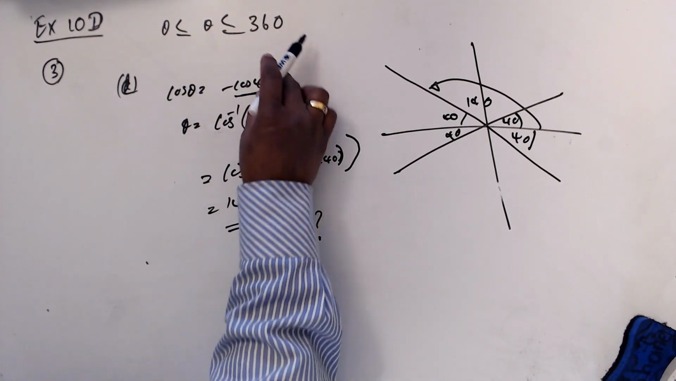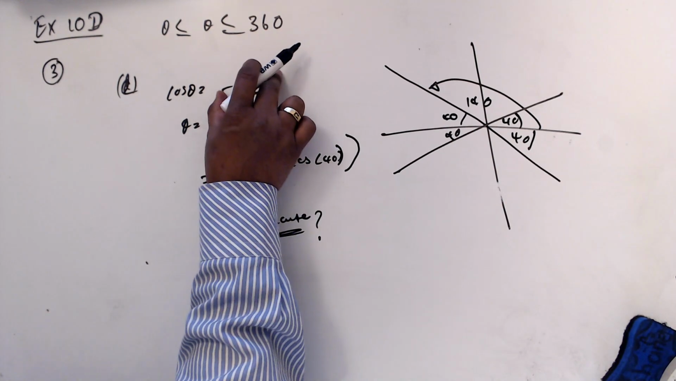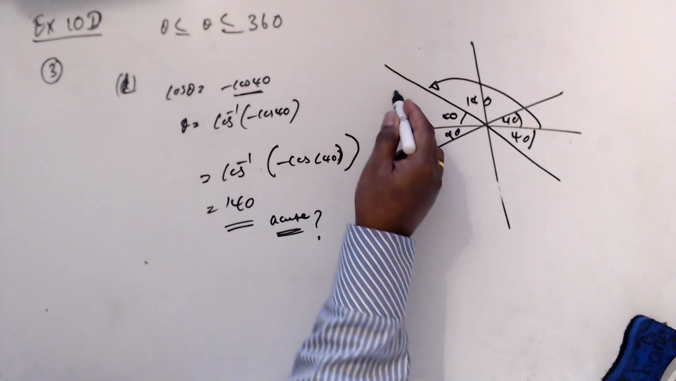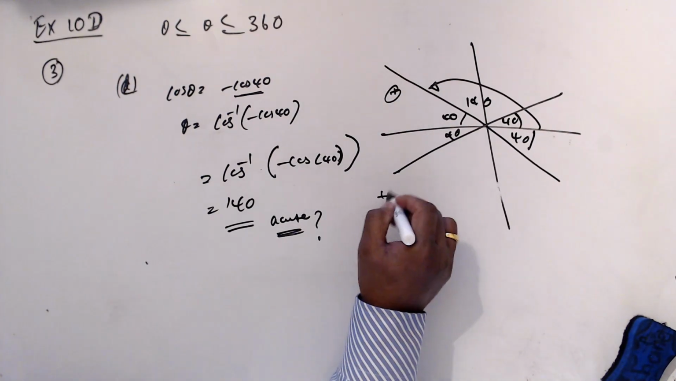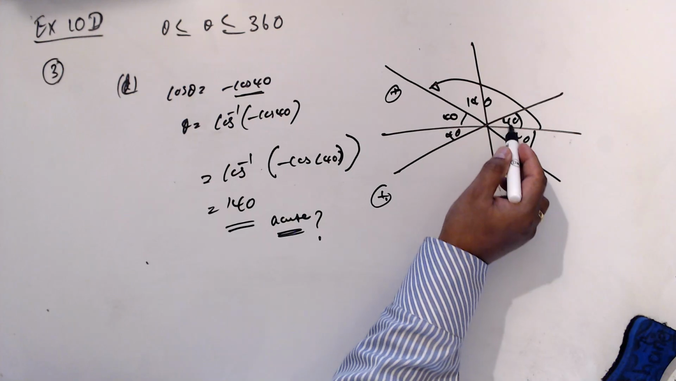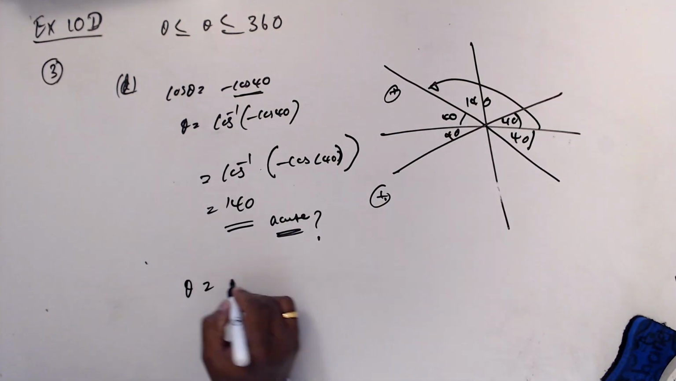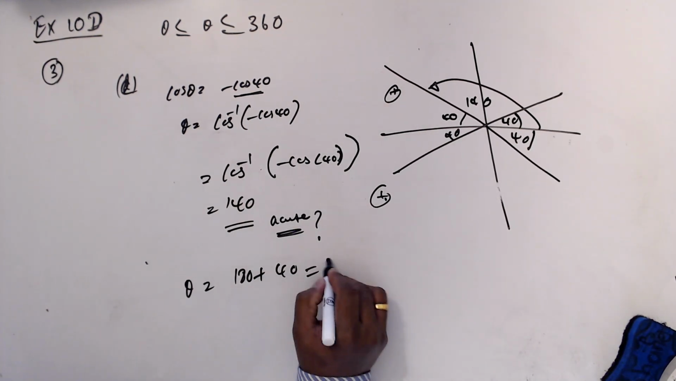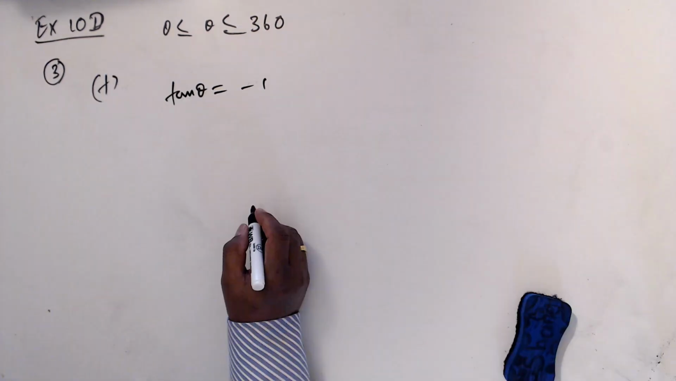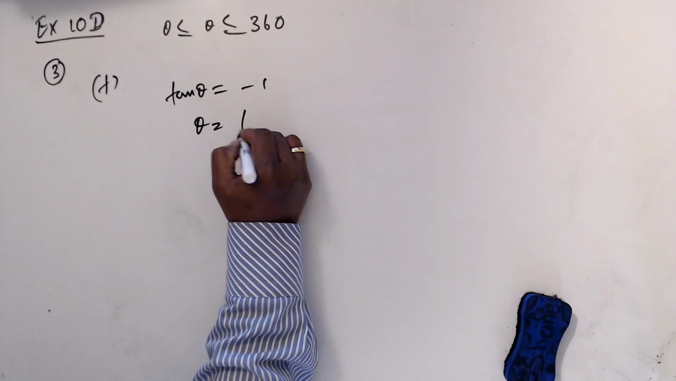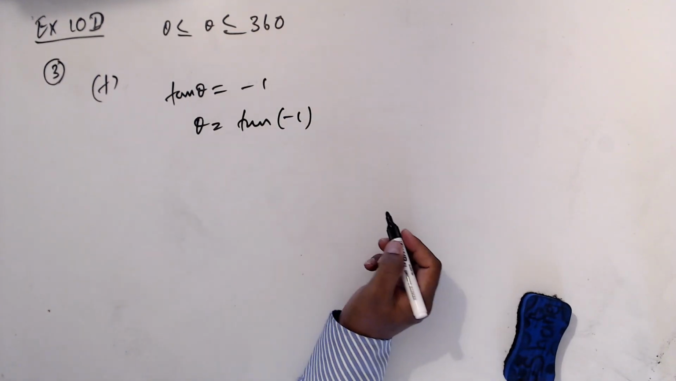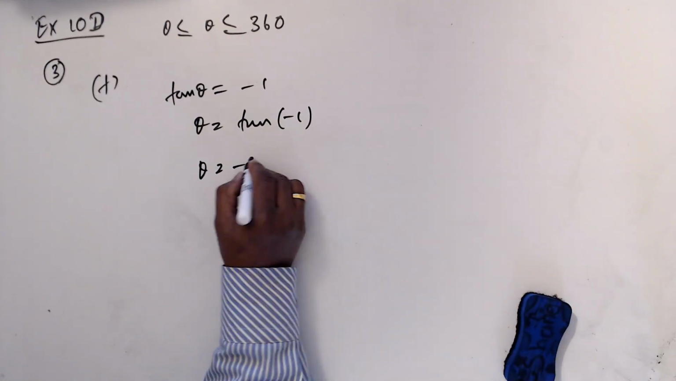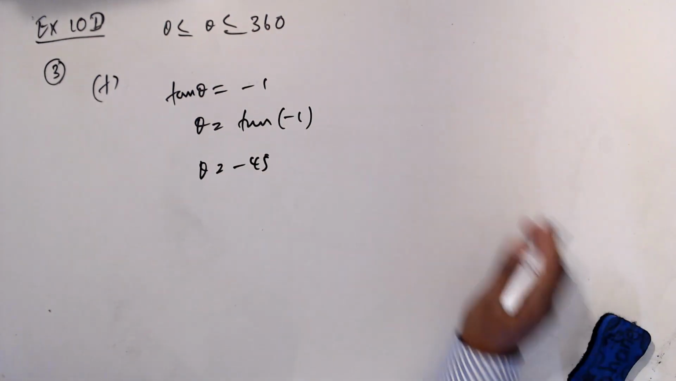You can see that cos 40 is a positive value. Positive multiplied by negative is negative. So cos is negative in the second quadrant and the third quadrant. So one answer is already there. The second answer is 180 plus 40, 220. This one, tan theta is minus 1, theta equal tan inverse minus 1. Then theta is going to be minus 45. It is an acute angle.